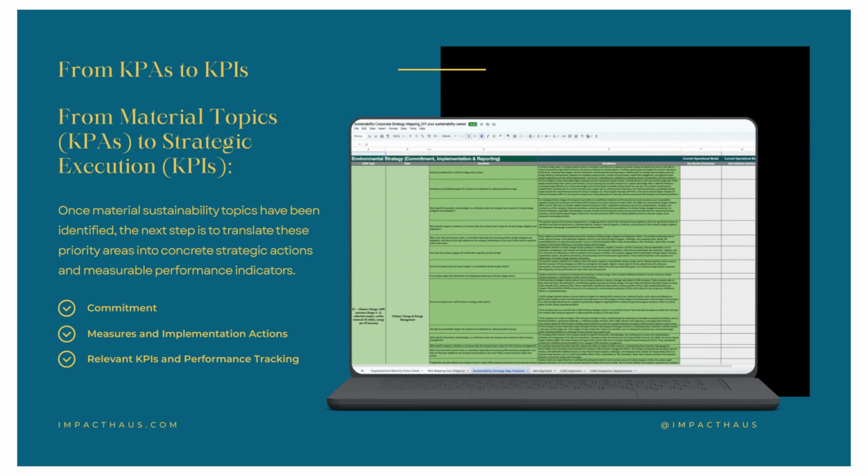To summarize the process, we begin with the material topics that define what matters most for the organization. We translate those topics into strategic commitments. We define the implementation actions required to achieve those commitments, and we attach KPIs that allow progress to be measured and reported over time. This is the moment where sustainability transitions from strategy to execution, and where organizations begin to manage sustainability in the same structured way they manage financial or operational performance.